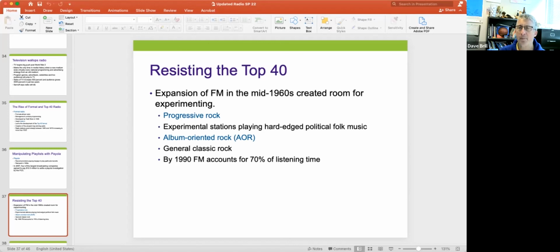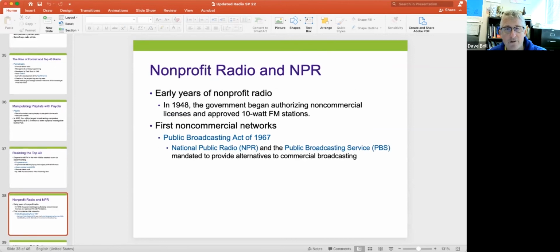So we talked about FM coming back in the 1960s, right, with the expansion of FM, which created room for experimenting. So we start to see things like progressive rock, alternative rock, general classic rock, all of these formats that, again, we talked about in chapter 4, where we saw these different sorts of musicians playing music. Now they have an avenue, because the top 40 format was pretty much an AM-centric thing for a long time. FM becomes more of the independent side, right? And by 1990, FM accounts for 70% of listening time.